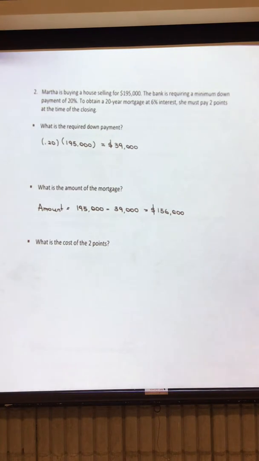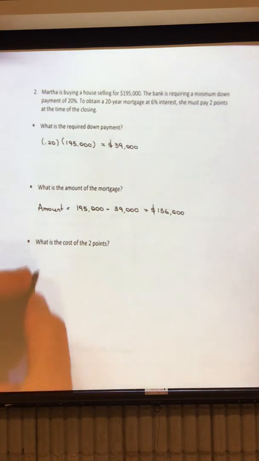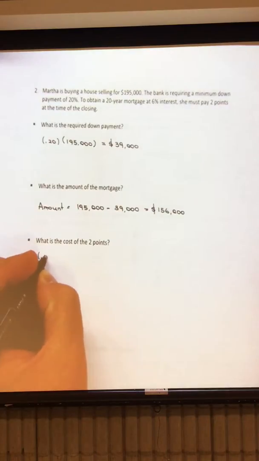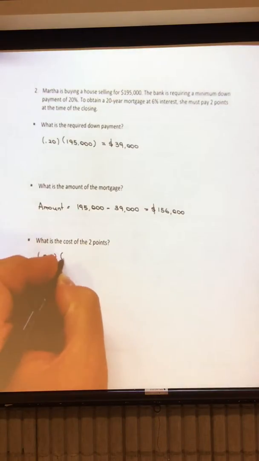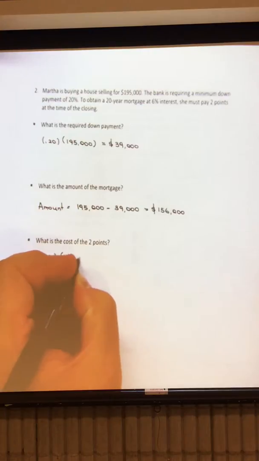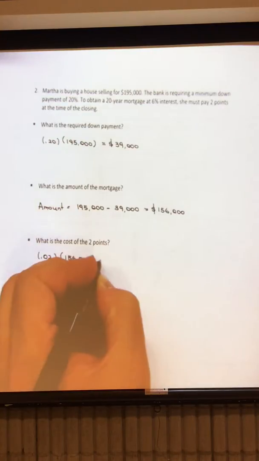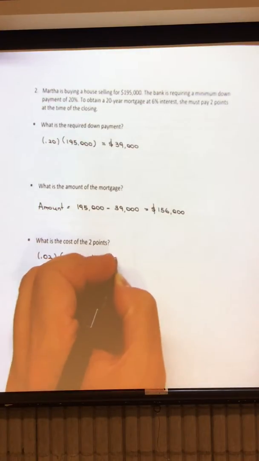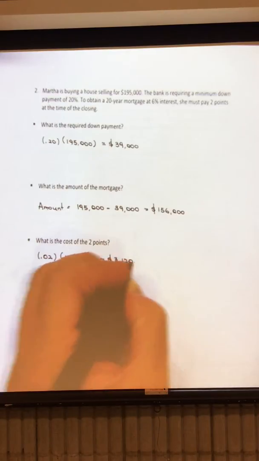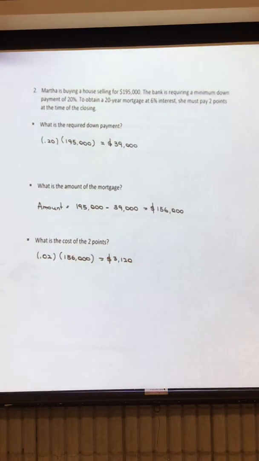Then, what is the cost for 2 points? 2 points will be 2% of the mortgage. So 0.02 times 156,000. So this is going to be equal to 3,120. So this is going to be the cost for 2 points.